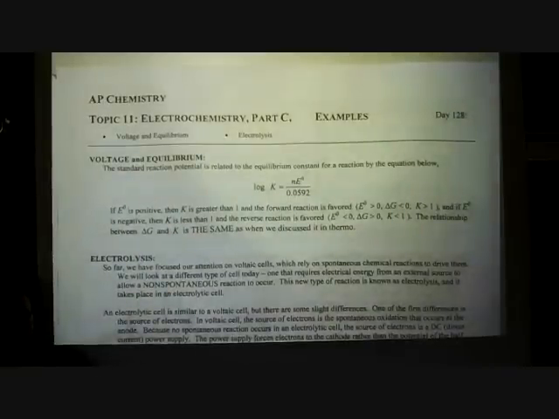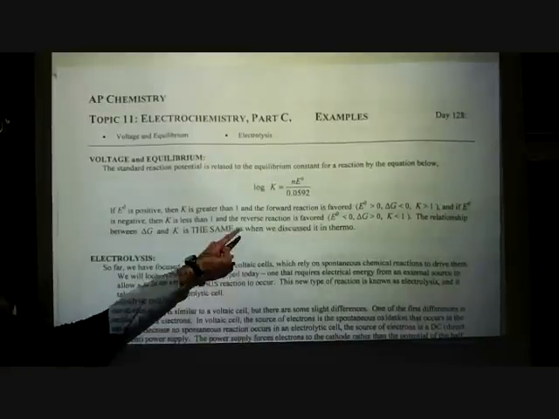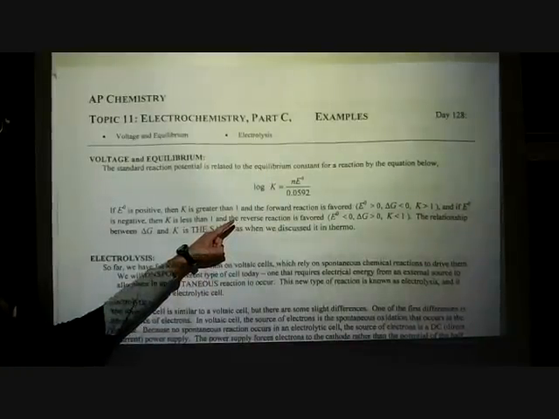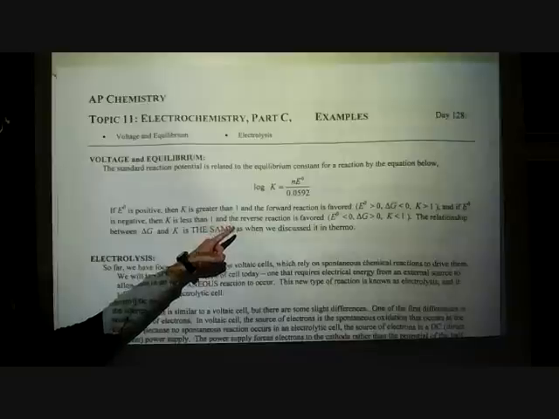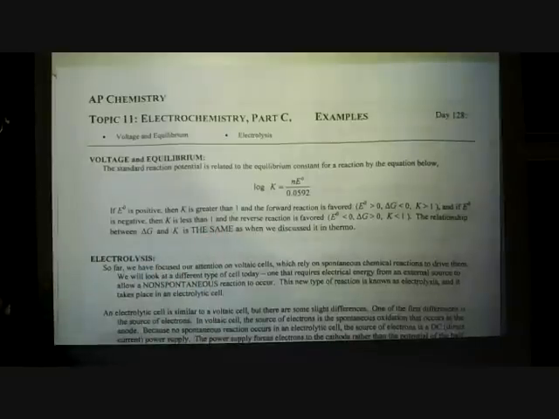The bad news is you're not going to do very much or see very much on the AP exam dealing with that. So I'm not going to get too concerned, and you're really not going to see any problems over that. But I do want to make you aware of that equation in case you do happen to come across it later on once you get out of AP Chemistry.